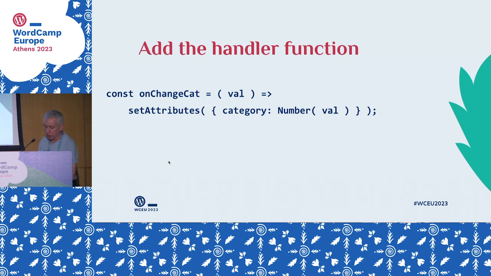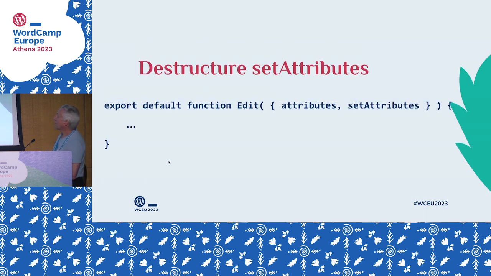But this isn't going to work yet because we haven't got setAttributes. That's also passed to the edit function, within the object that gets passed to the edit function. And so we can destructure it onto the edit function. And that should all work now.